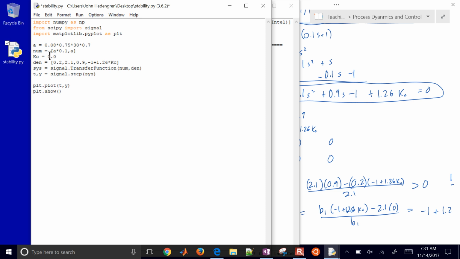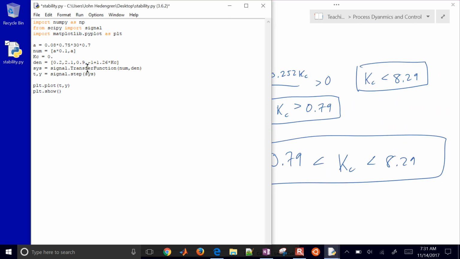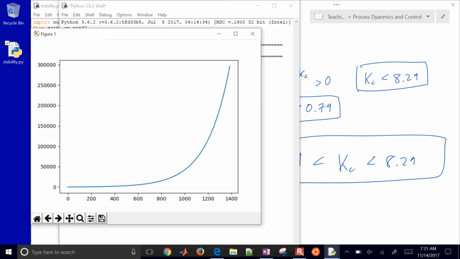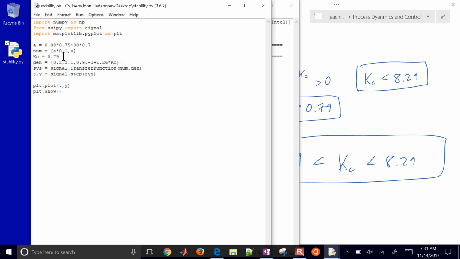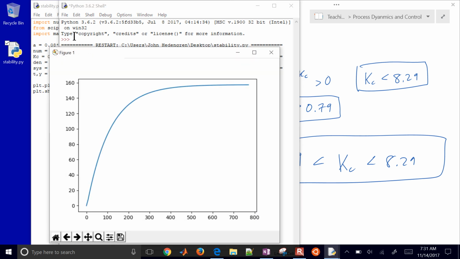We're going to go to, it was 0.79. Let's get the stability limits here and just test those. Okay, so we're at 0.79, and I'll run that, and this should be right on the stability limit. Okay, and if I just do it a little bit higher, like 0.8, then it should be stable. Okay, so it is stable.